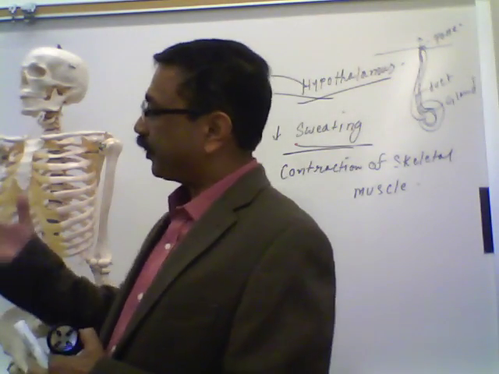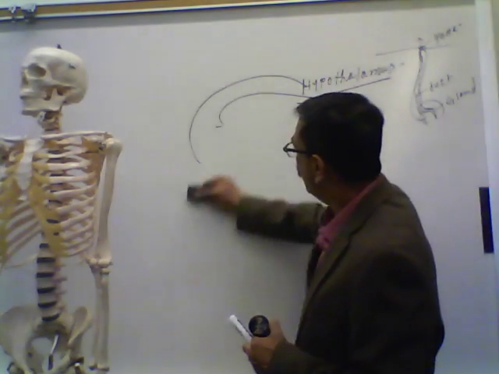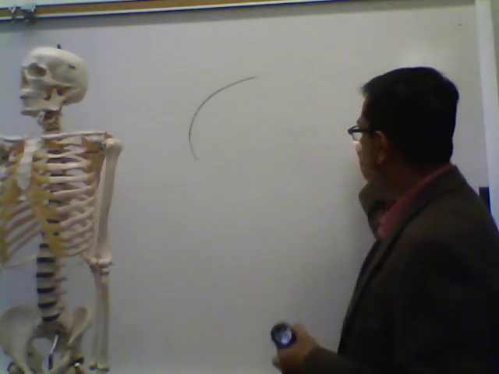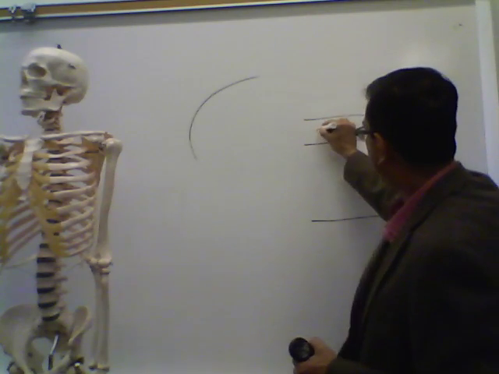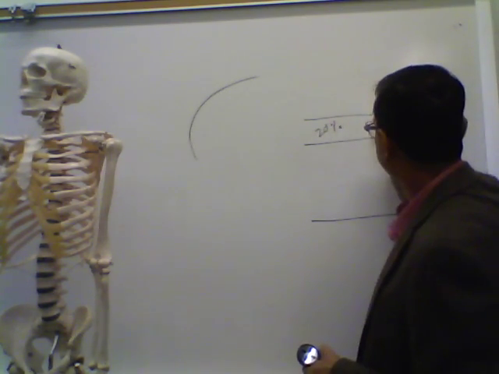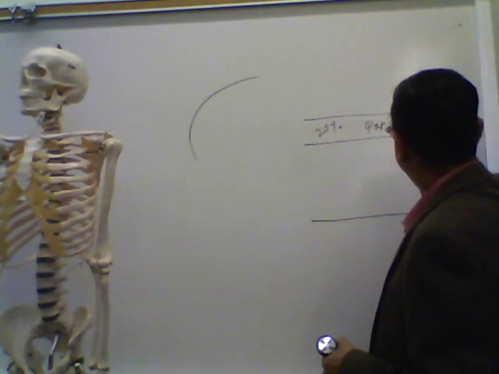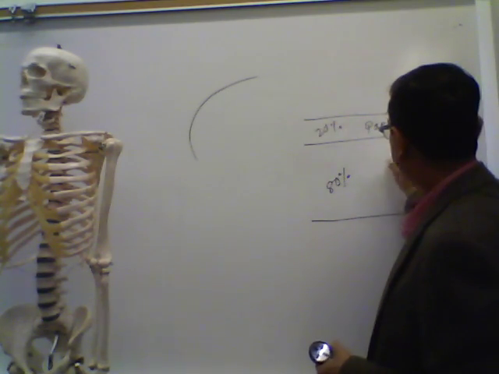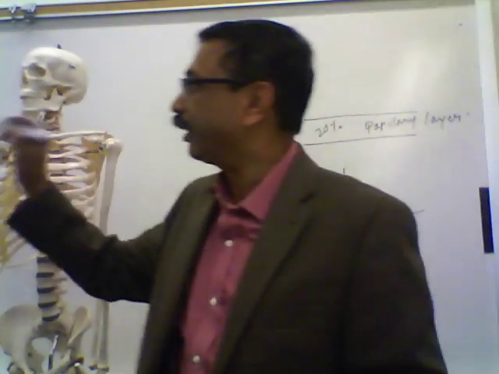The outer layer of the dermis is the papillary layer, which is formed by loose areolar tissue. And the inner layer of the dermis is dense irregular. So dermis has two layers. 20% thickness is given by the papillary layer and 80% is given by the reticular layer, the inner layer.